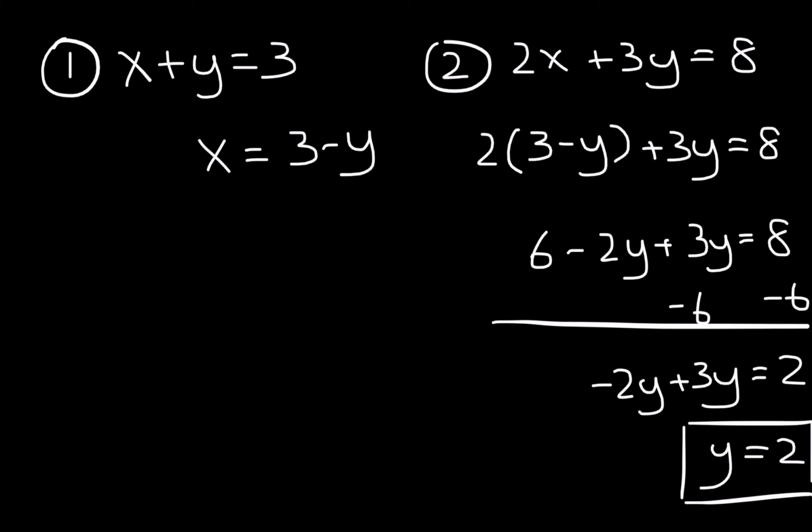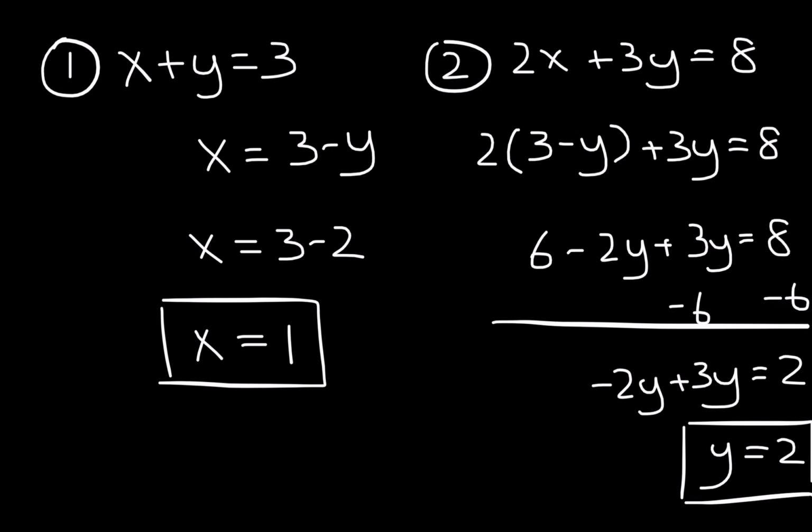Now that we know that y is equal to 2, we can put that y into this one. It's the same thing. We're substituting the value in here. So we know that x is equal to 3 minus 2 now because y is equal to 2, and we get that x is equal to 1. So our final answer here is x is equal to 1 and y is equal to 2. And in this case, this pair happens to be the only solution to this simultaneous equations question.